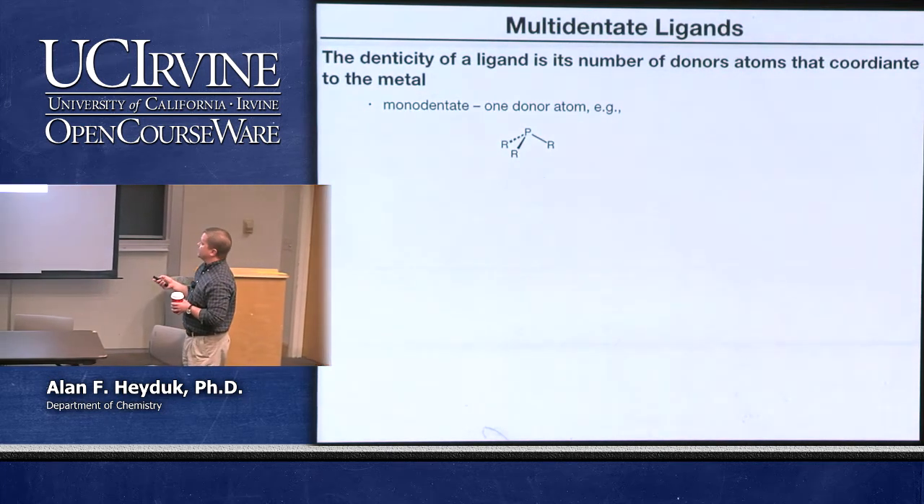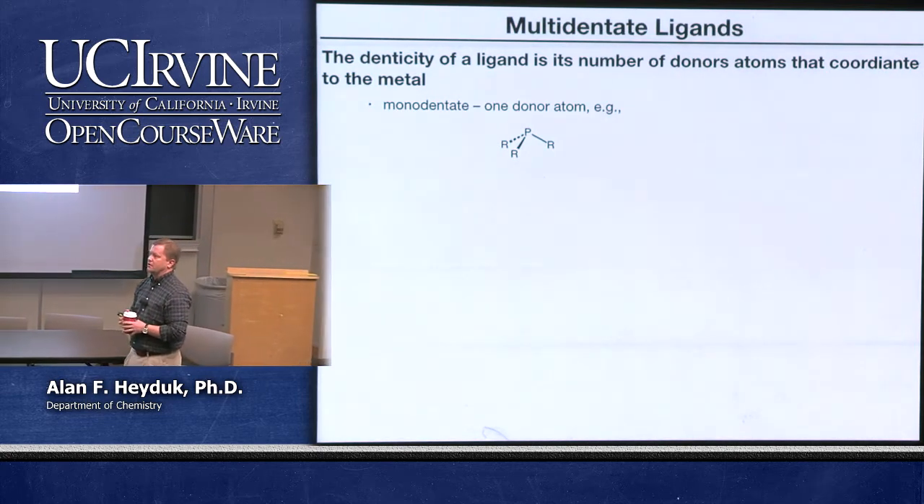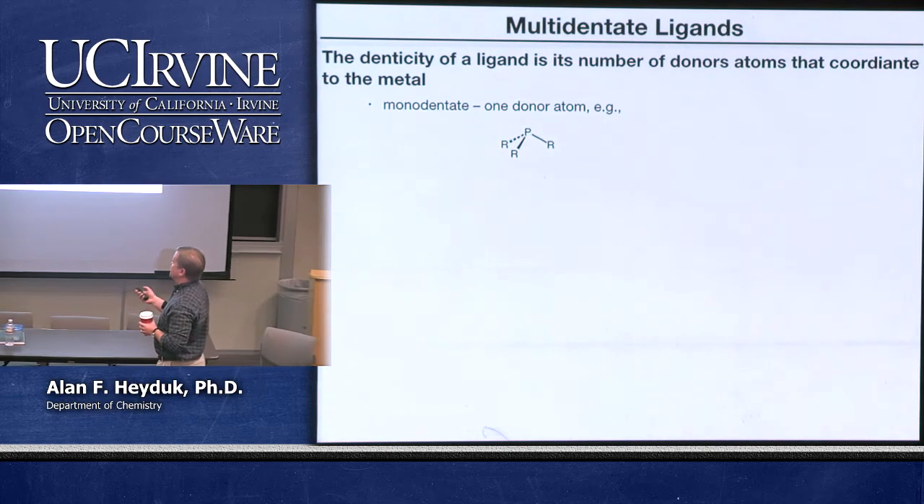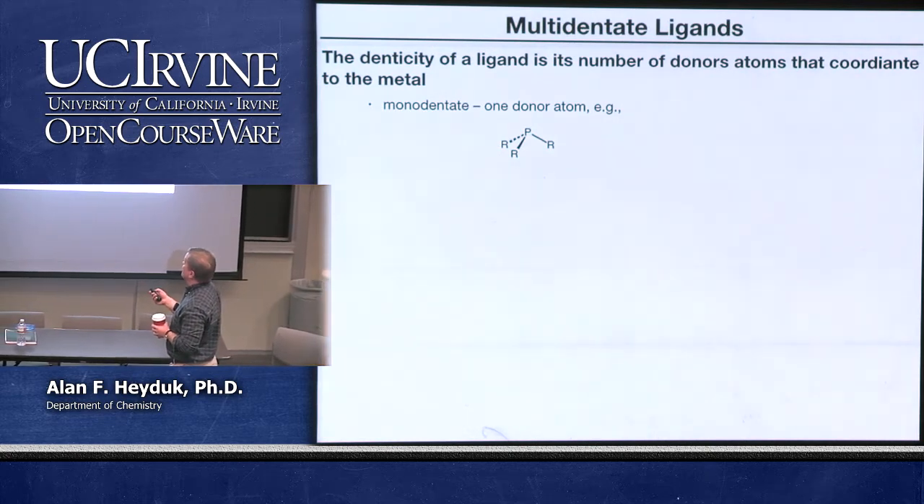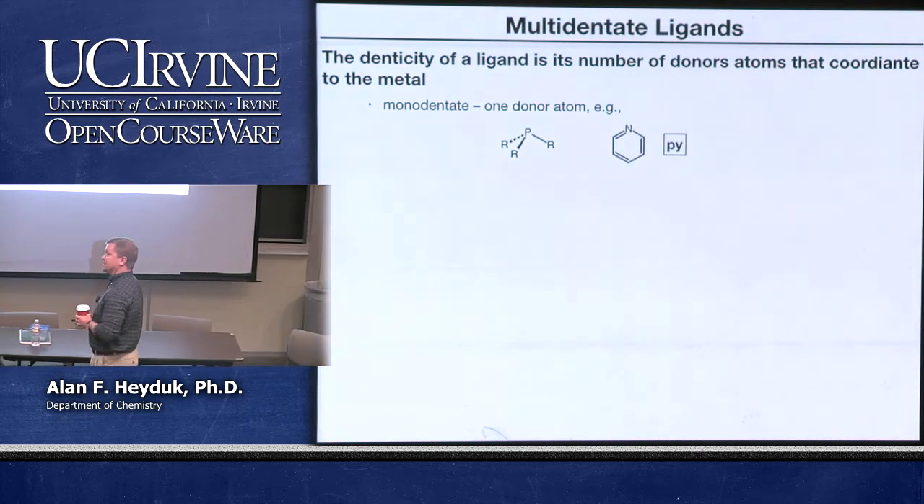So a monodentate ligand, right? Monodentate, one set of teeth, basically, is what this means. Binds to the metal in one place. So phosphane ligands are monodentate. Pyridine is a monodentate ligand.